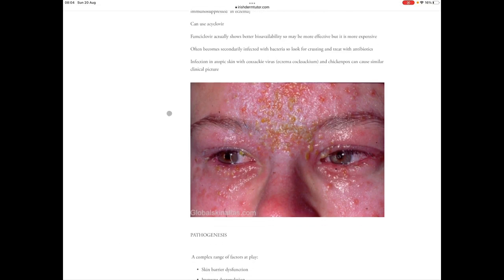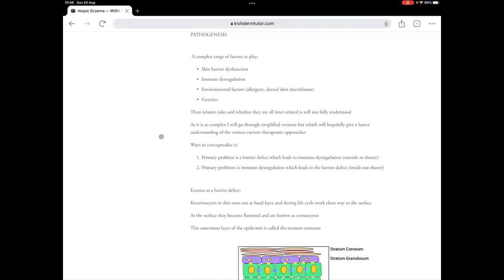You can also get infection with a Coxsackie virus, something called eczema coxsackium, or chickenpox, and these can cause quite similar pictures. When it comes to pathogenesis, a complex range of factors are at play, including skin barrier dysfunction, immune dysregulation, environmental factors such as allergens and an altered skin microbiome, and genetics. Their relative roles and whether they are all interrelated is still not fully understood. As it is very complex, I'll try to go through a relatively simplified version, but hopefully this will give you a better understanding of the various current therapeutic approaches.